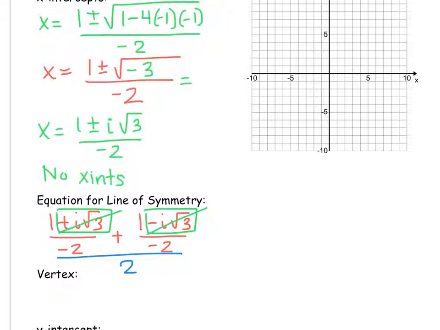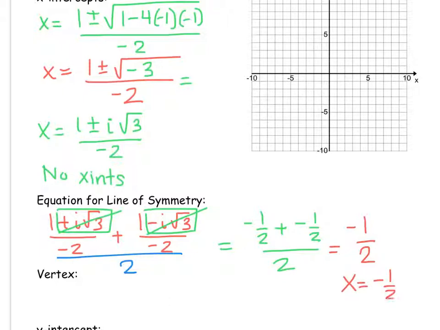So what we're left with is really a lot more simple. Negative 1/2 plus another negative 1/2 divided by 2. They're negative 1/2 because the 2's were negative. The negative can go with either the 1 or the 2. I just put it out in front of the fraction. Okay, so adding two negative 1/2 together, we'll get negative 1 divided by 2. So x equals negative 1/2 is the equation of the line of symmetry. It's our first characteristic of our graph.